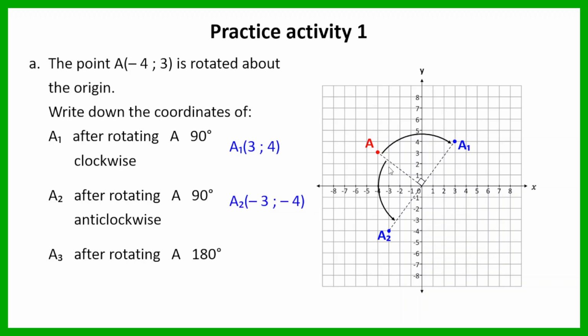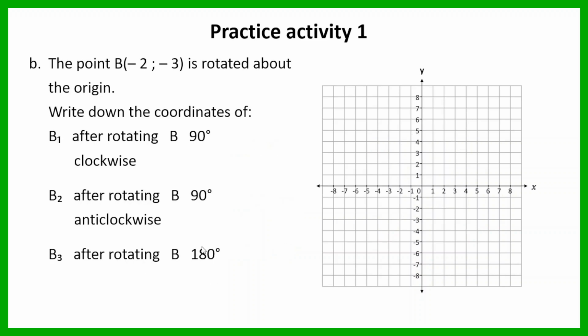And then A3, we had to go 180 degrees. Now remember, if we go 180 degrees in this direction or in the other direction, anti-clockwise or clockwise, both ways, we'll end up with the same point, and you should have ended up with a point over here, and that has the coordinates 3, -4. So that's what we should have got for those points after rotating A in all of those different directions and for those different angles. Okay, so now let's go on to the next one.